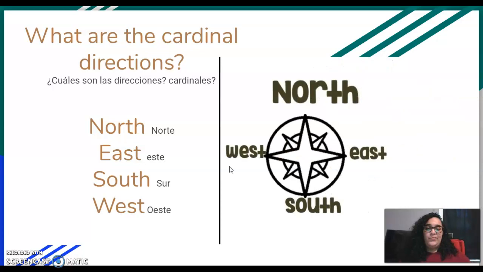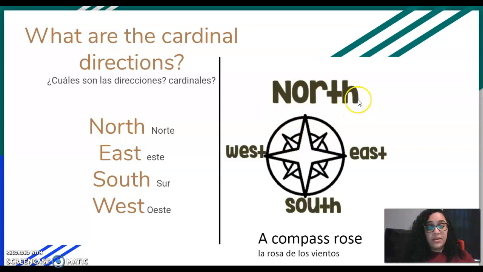If you look at this picture here, it shows you something called a compass rose. And a compass rose is pretty much like a compass, and it shows you where north, south, east, and west is located. So if you look here, north is faced up, east is faced to the right, south is face down, and west is to our left, always.